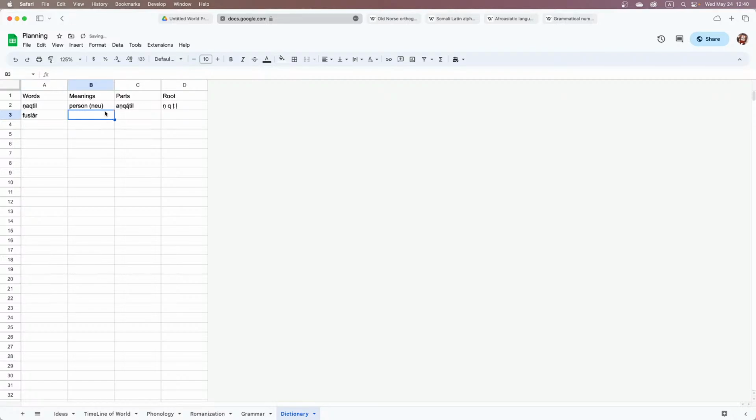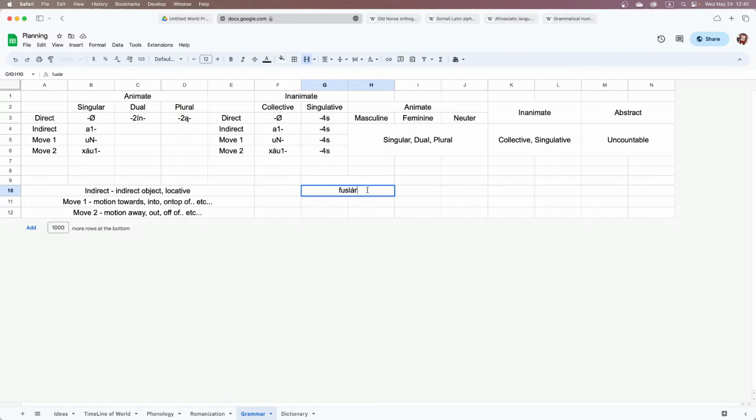Fuslar. Apple, inanimate. Fuslar. So, a fuslar. So in other forms, it'll quite easily be a fuslar. And maybe this will be invariable, or it goes back, so hofuslar.